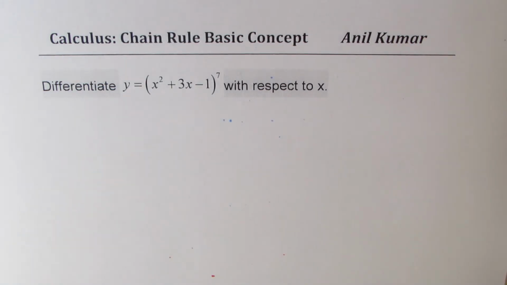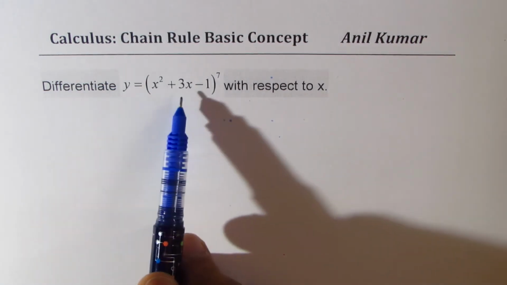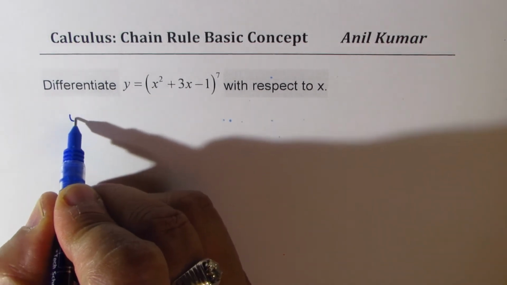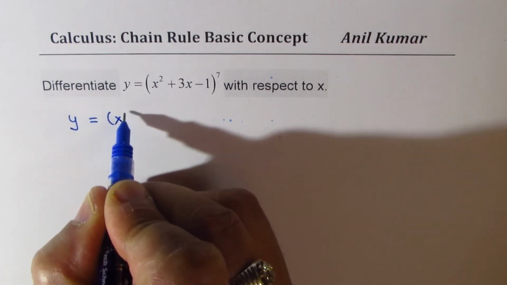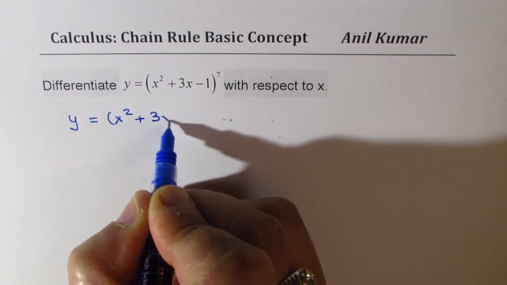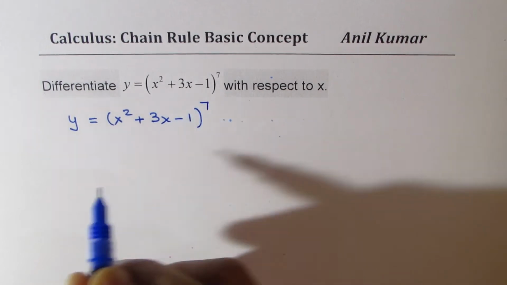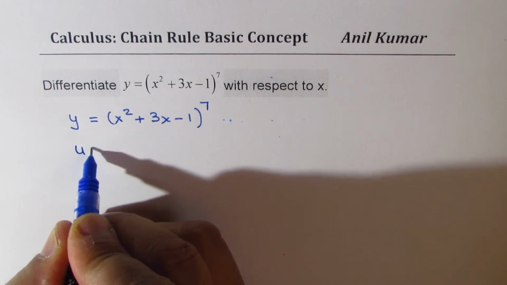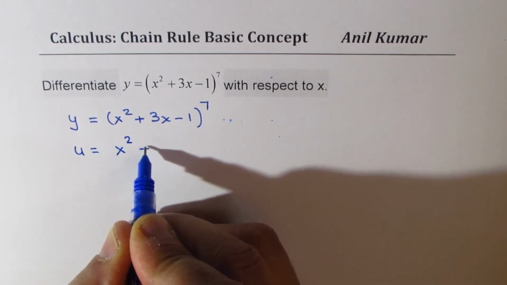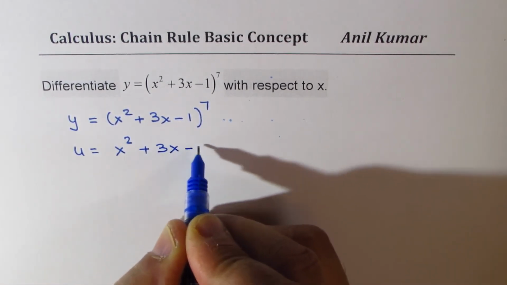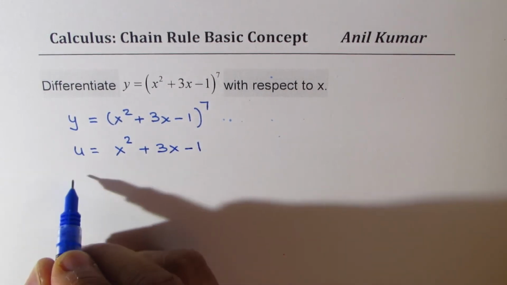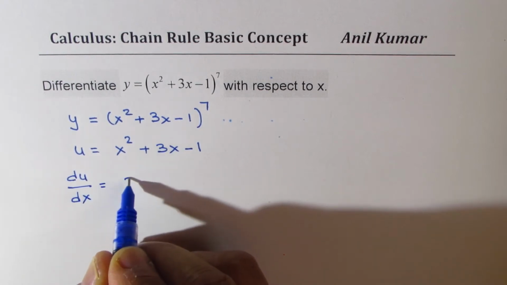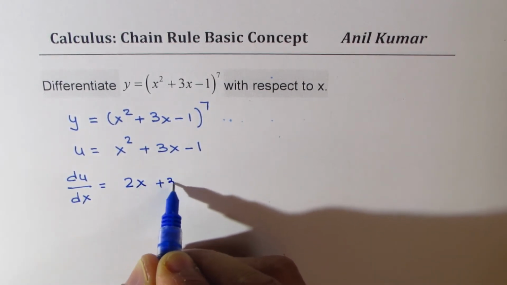So here's our first one. We need to differentiate y with respect to x. So we'll do the substitution. We have y equals (x squared plus 3x minus 1) to the power of 7. So the inside function here is x squared plus 3x minus 1. So we'll write u equals x squared plus 3x minus 1. Now we could write du/dx as equal to 2x plus 3.